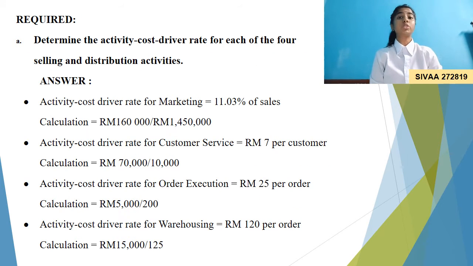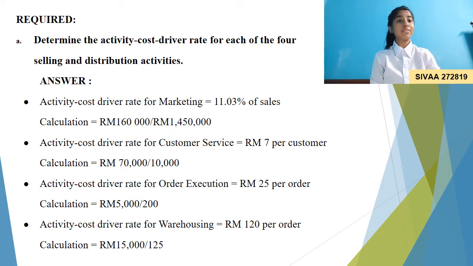Moving on to the first question, which is A. Determine the activity cost driver rate for each of the 4 selling and distribution activities. The answer is that the activity cost driver rate for marketing is 11.03% of sales. The calculation is RM160,000 divided by RM1,450,000.